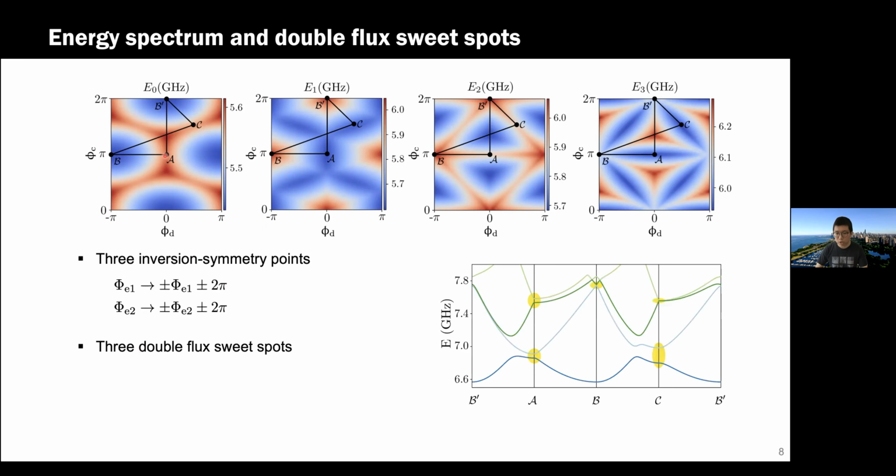For example, here I'm showing you a line cut along the path connecting those high symmetry points, and the extrema that I'm talking about are highlighted here. The idea of this slide is that if we operate the circuit at those inversion symmetry points, then we would be insensitive to both the common and differential flux noise, at least to first order. And notice that this is the dominant dephasing noise here because we don't have charge noise.